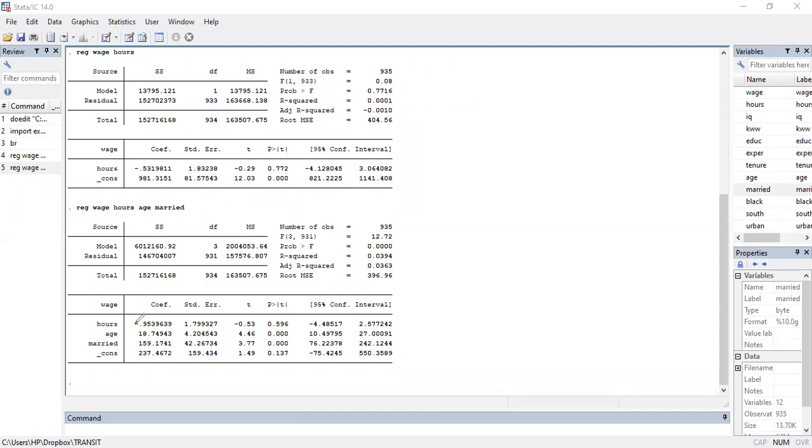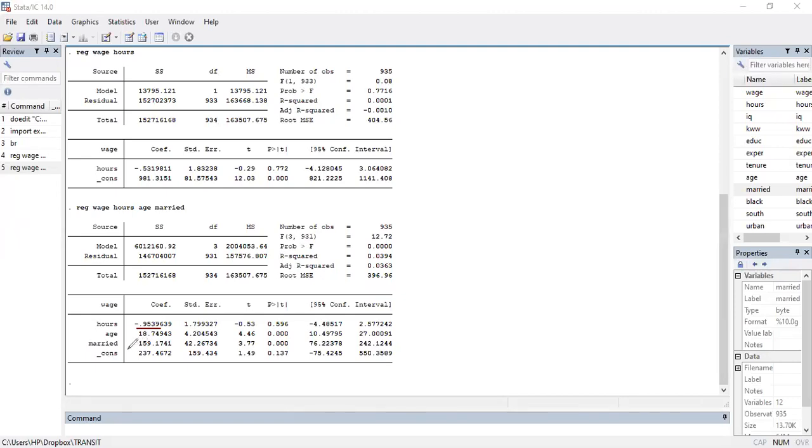Yeah, so I was talking about the negative coefficient. What it means is that there's an inverse relationship between hours of work and wage. So if hours of work increases by 1 unit, then wage will fall by how many units? This value that we have here: 0.95 units. Is that okay?